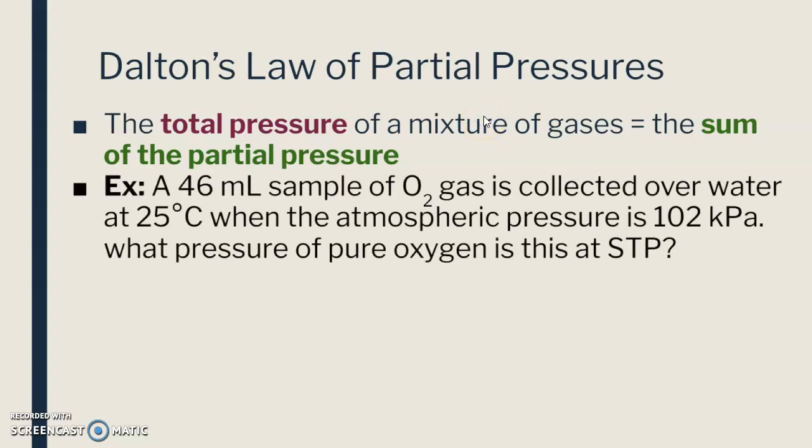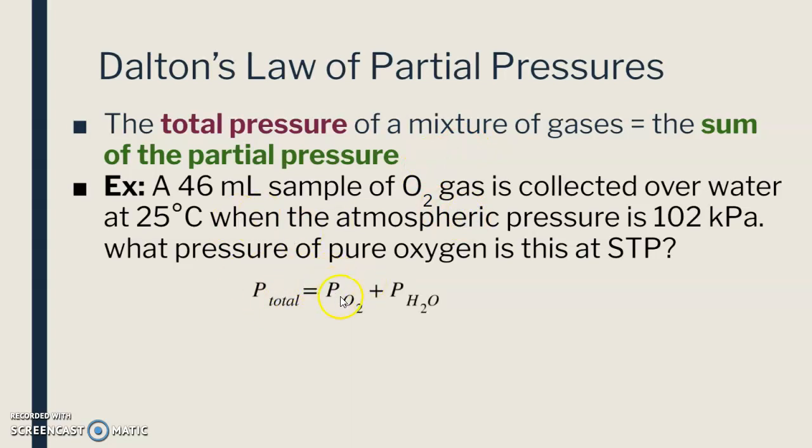All right, so in this example here, we have a 46 mL sample of oxygen that's collected over water at 25 degrees Celsius. Now, the fact that it's at 25 degrees Celsius is not going to be important in the equation because we're not going to use it. All right, the total pressure is 102 kilopascals, and we want to know what is the partial pressure of oxygen at STP.